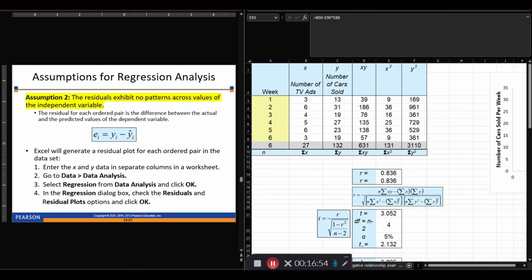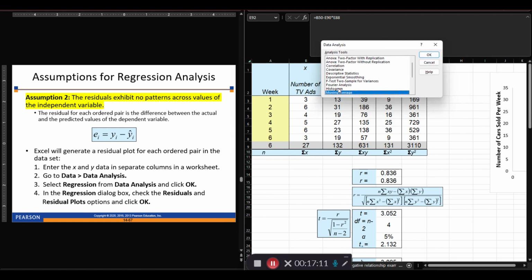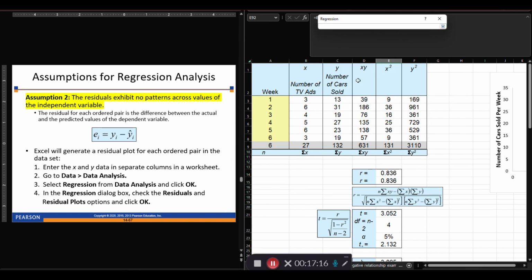You have to generate the regression analysis results again, so we go again to Data. I can't see that in this picture, but if you follow the same procedures, Data Analysis, you're going to get this. Moving to Regression, and then we're going to do this again. Number of cars sold for Y, and X is going to be number of TV ads again.